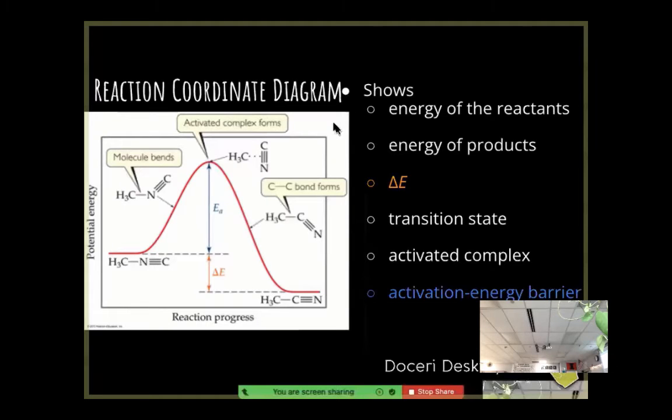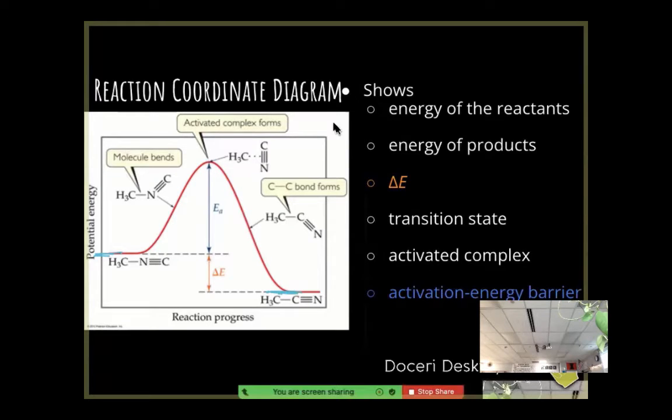So we already looked at the reactants versus the products. So the reactants are here. In this particular example, the products are below. So would this one be exothermic or endothermic? Good, that one's exo because the products have a lower energy value.